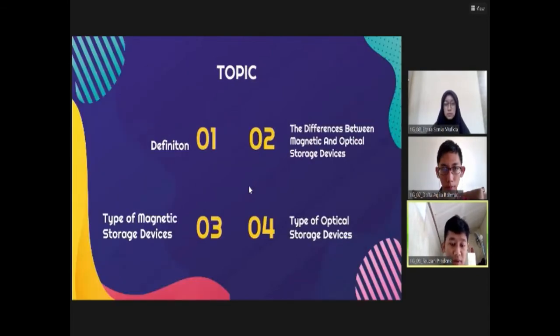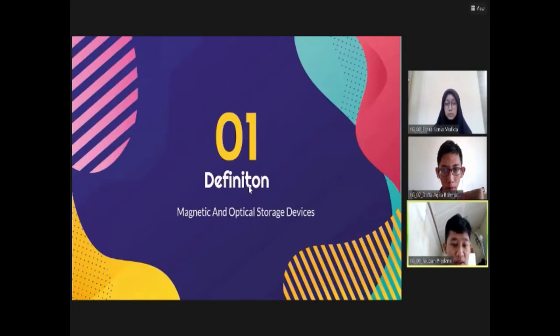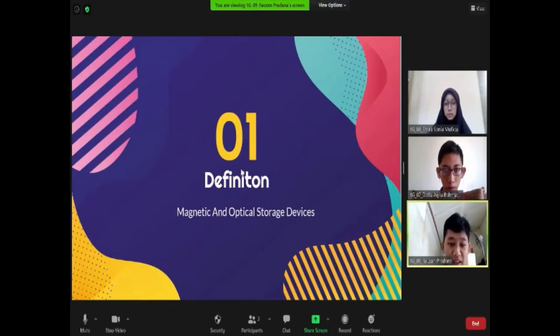In this presentation, we are going to explain four things: the definition and the differences between magnetic and optical storage devices, and also the types of magnetic and optical storage devices. The first material is the definition, which will be explained by Elvira and Daffa. Well, let's get started.